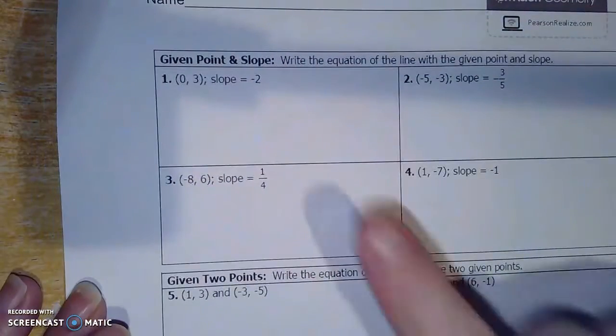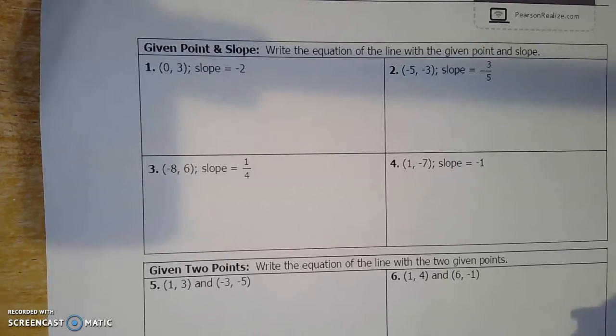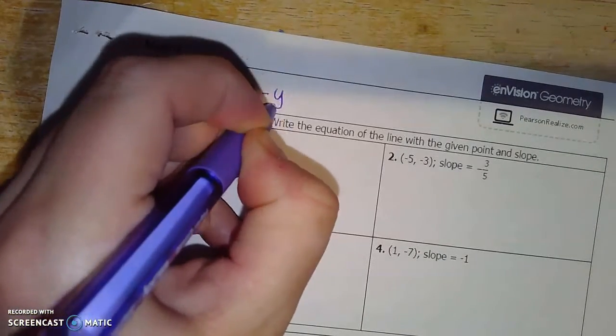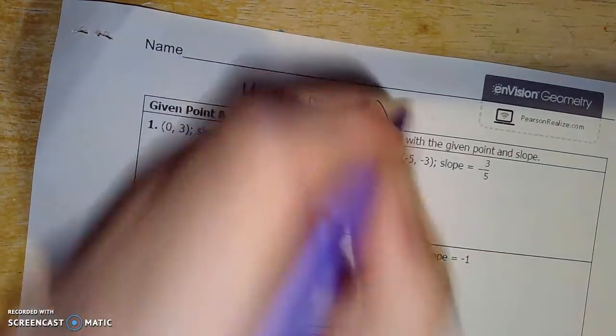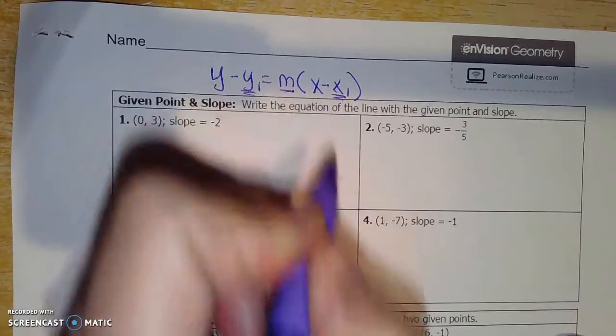And then the next group has you first writing the equations of lines in point-slope form. Point-slope form is y minus y1 equals m times x minus x1, where you are filling in m, y1, and x1.